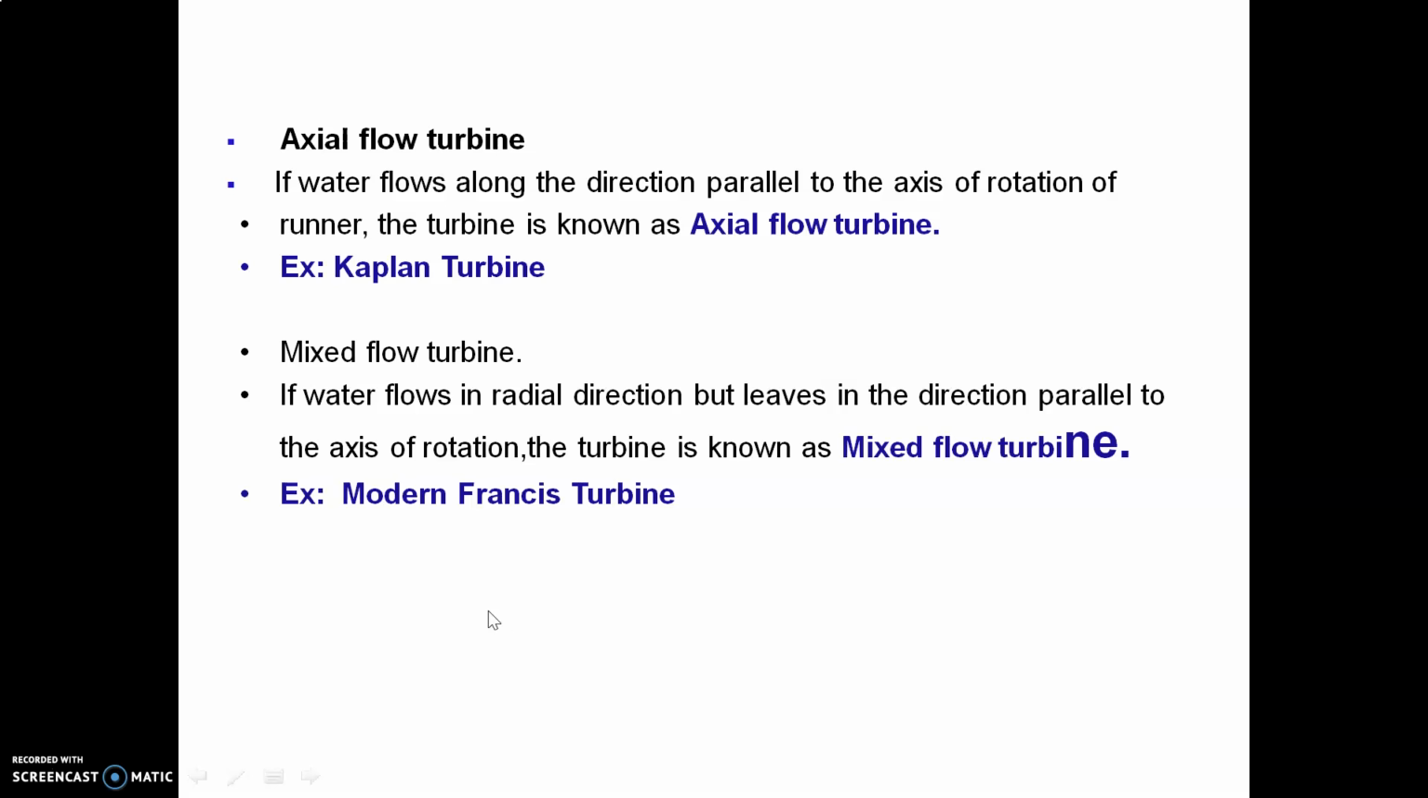Yet another flow turbine is axial flow turbine. From the name itself, you can understand, if the water flows along the direction parallel to the axis of rotation, you call it an axial flow turbine. And example is Kaplan turbine. And the last one is mixed flow turbine. If the water flows in radial direction but leaves in the direction parallel to the axis of rotation, the turbine is known as mixed flow turbine. And example is modern Francis turbine.